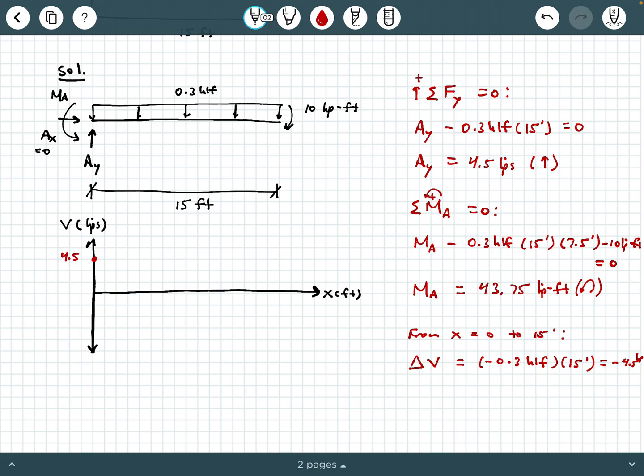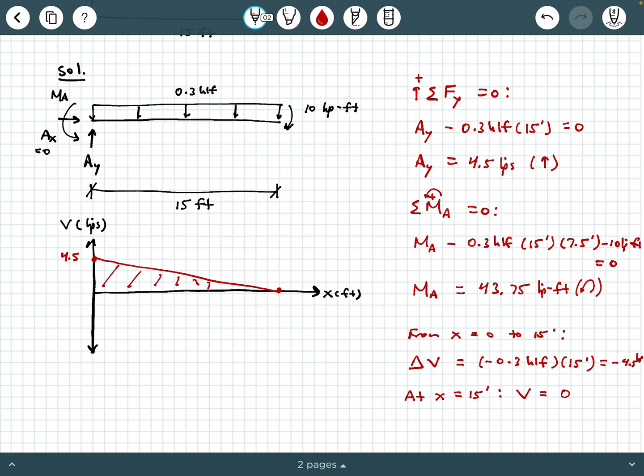Negative 4.5 kips, which means that the shear at x equals 15 feet should end up closing to 0, okay? And that's because I'm at positive 4.5 and I'm subtracting this area, which is another 4.5, so that closes me to 0. Now, how are these 2 points related? Well, this should be a linear relationship, okay?